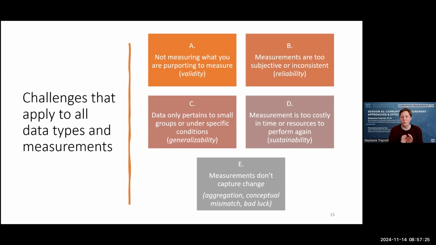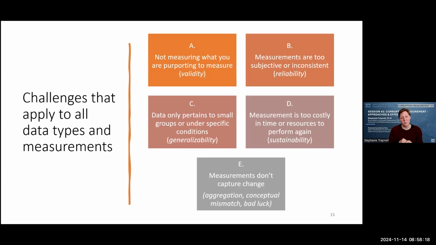Box D. The measurement is too costly in time or resources to perform again, and you'd be surprised how much of an issue this is for large-scale measurement initiatives. And this is about the sustainability of the measurement enterprise. It may be an amazing measurement of corruption or anti-corruption or integrity, but it costs so much money and it involves so many resources that they're not going to be doing it again. So dig into the methodology paper and find out what their plans are for doing this again and how it's going to be funded. You're not always going to know, but it is important if you want time series data. If you want to know how things change over time, you have to have both a baseline and the next iteration of data. And it's unfortunate, but sometimes there is no next iteration of data. So all you get is a snapshot.